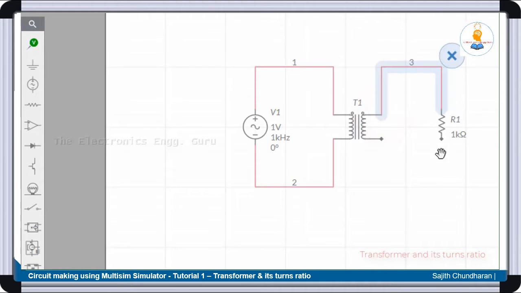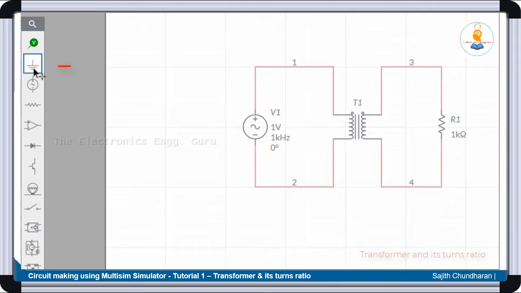Right, so that is one terminal to the load resistor. Let me connect to the second terminal of the load resistor. There you are. That terminals are also connected. Now before running it we also need an earth terminal.